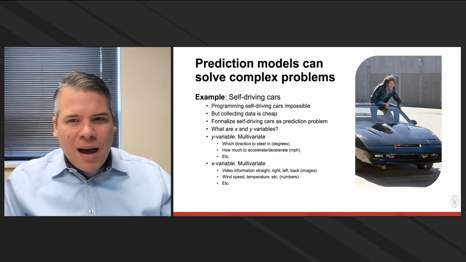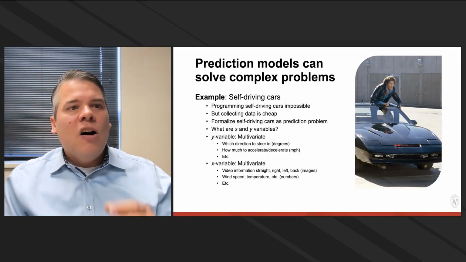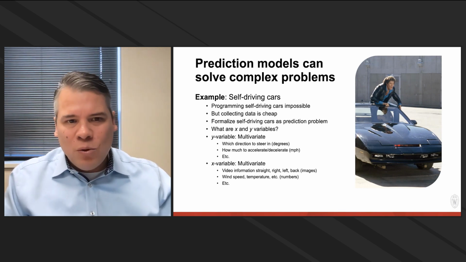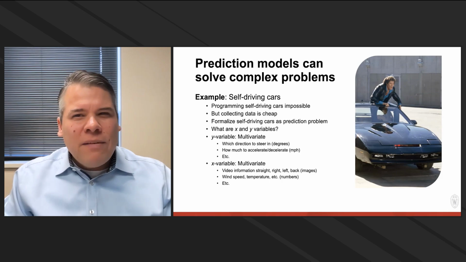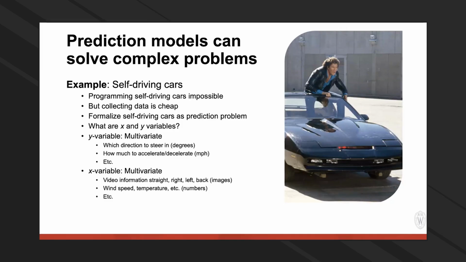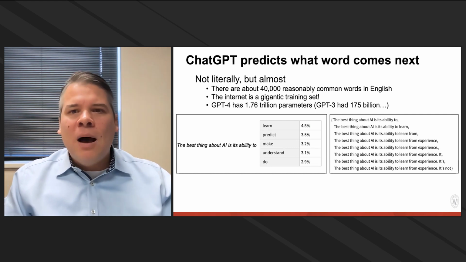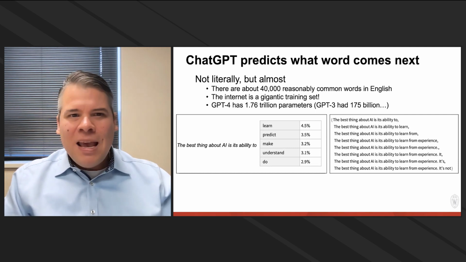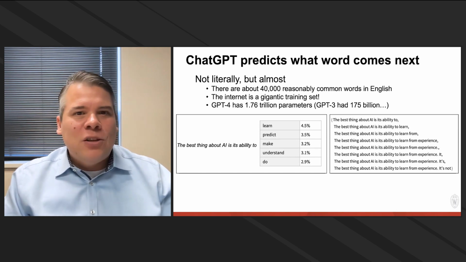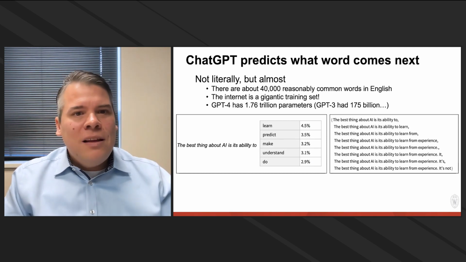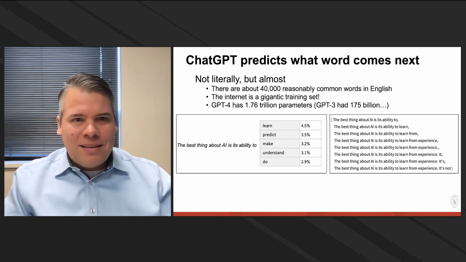The rest of it is just modeling, taking all this data of people driving, characteristics of the situation, and the actual driving moves. This is how self-driving cars work, and this is how a lot of modern AI works. It turns out that this is also what ChatGPT does. There are about 40,000 reasonably common words in the English language. And you can think about the internet as a gigantic training set. So there, you don't need to have people go out and drive, but you can just rely on the internet as a gigantic text set.